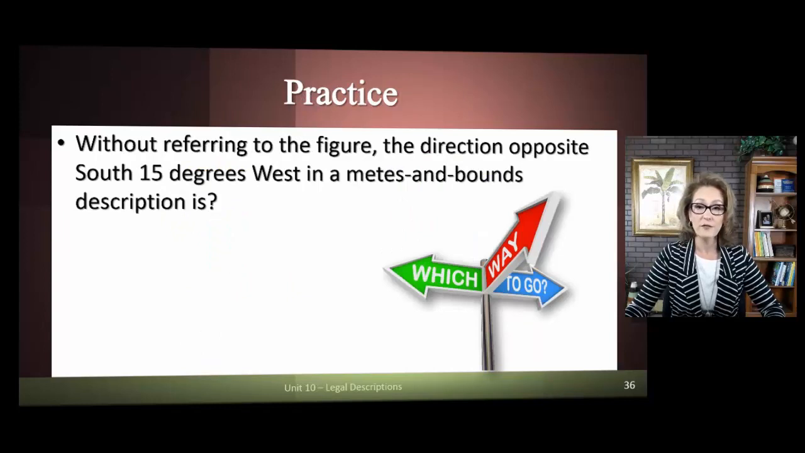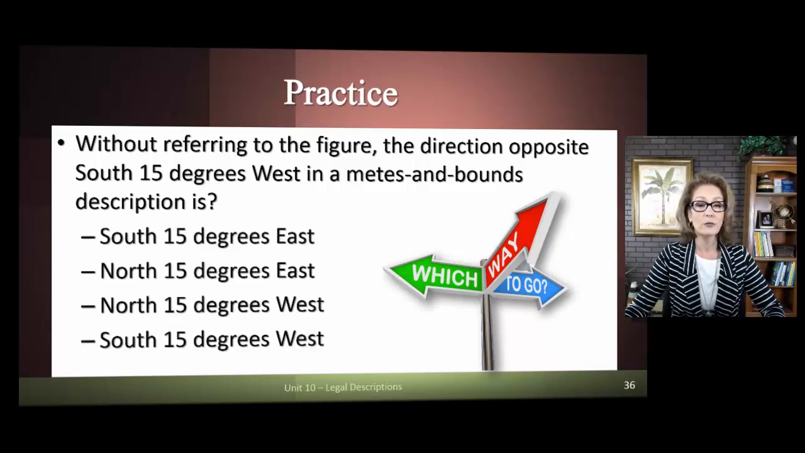Without referring to the figure, the direction opposite south 15 degrees west in a metes and bounds description is which one? North 15 degrees east.